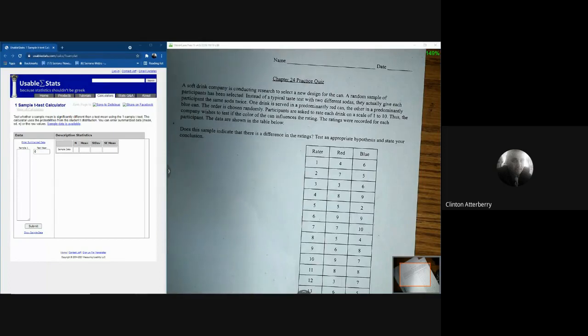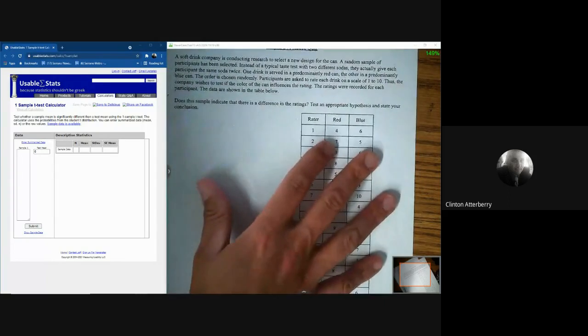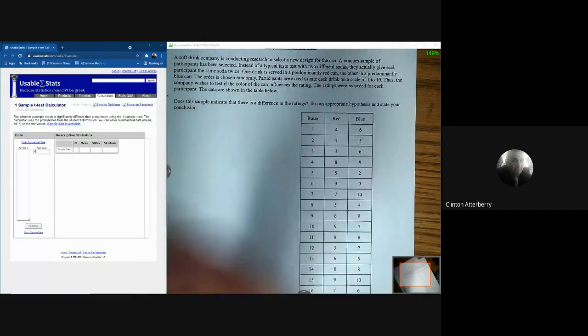The ratings were recorded for each participant. The data are shown in the table below. So, does the sample indicate that there's a difference in the ratings? Test an appropriate hypothesis and state your conclusion.